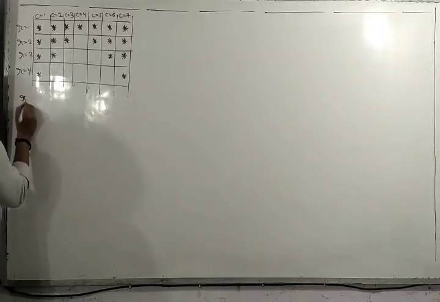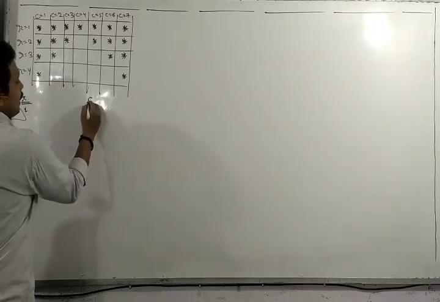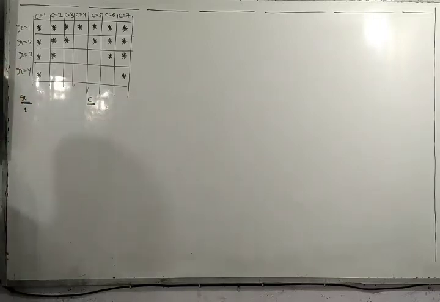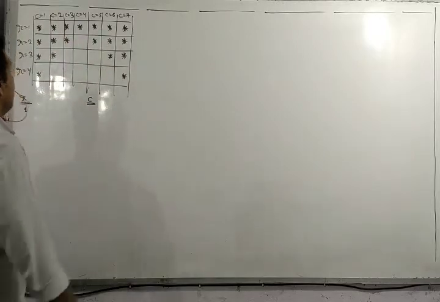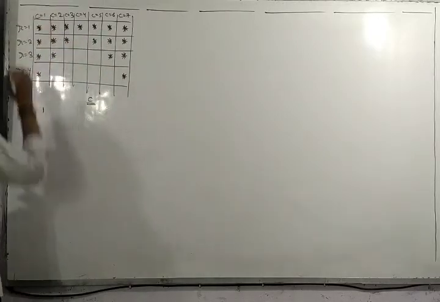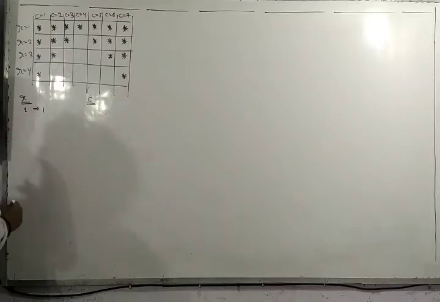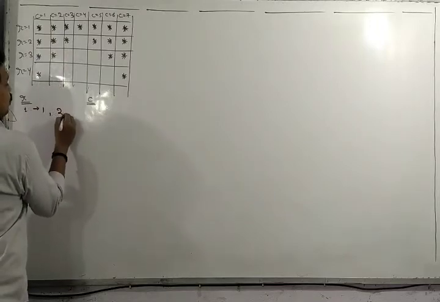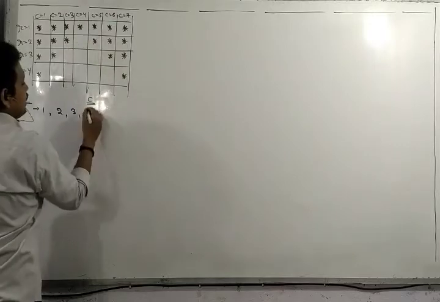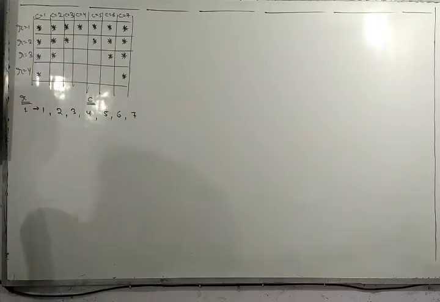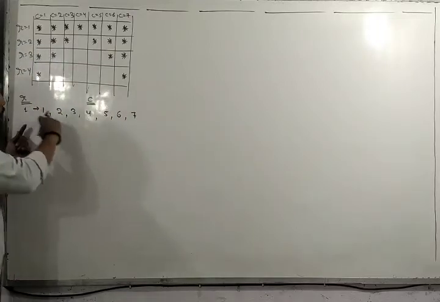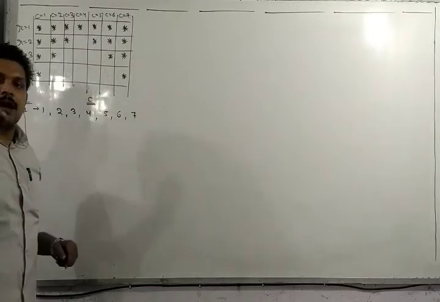See, when R is equal to 1, on which values of C the stars are getting printed, we have to find. When C is equal to 1, the star is getting printed when R is equal to 1. Then when C is equal to 2, 3, 4, 5, 6, 7. I mean when R is equal to 1, for all values of C, the stars are getting printed.